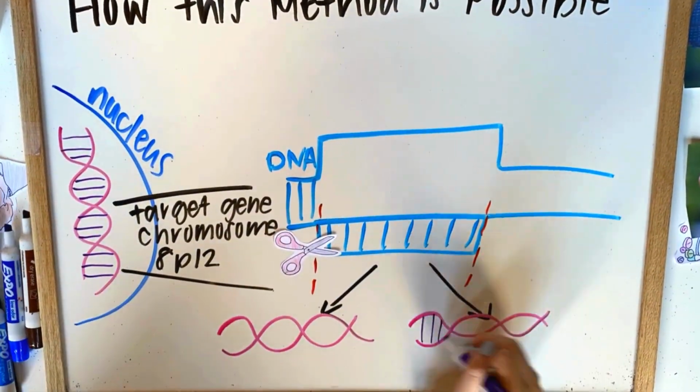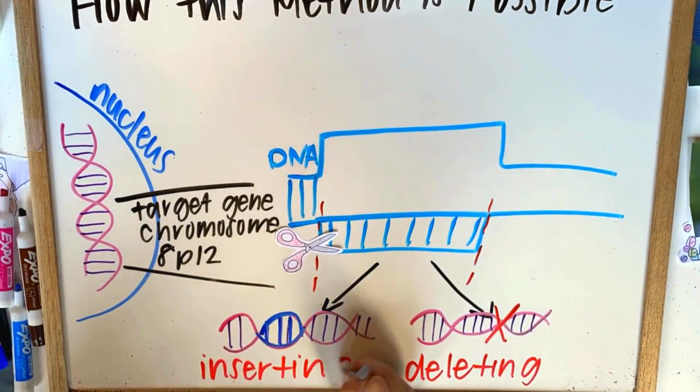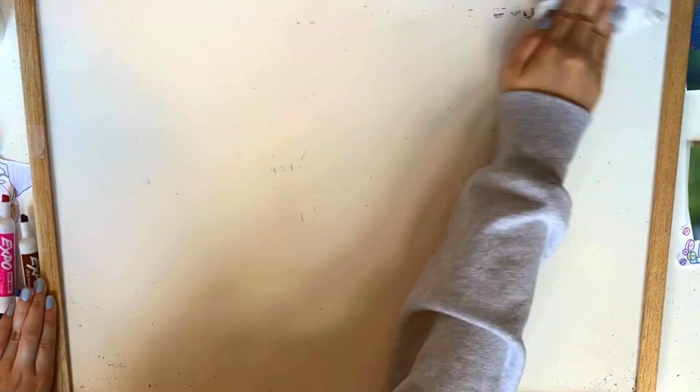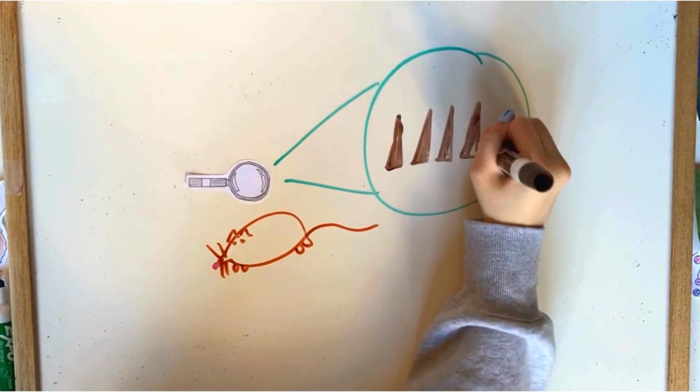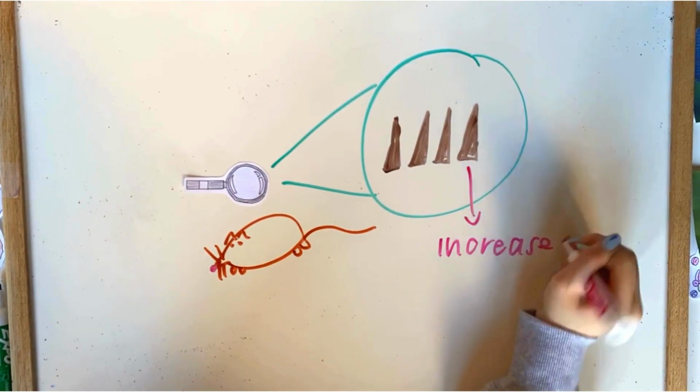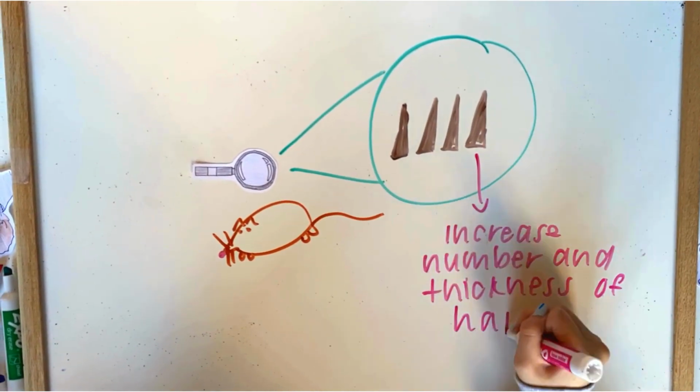There are 2 outcomes once the DNA strand is cut. 1, it can suppress the function of the alopecia gene by deleting it. 2, scientists can also add a new genetic sequence where the incision happened, modifying the original gene. An example of adding a new genetic sequence is the SRD542 gene, which is inspired by the C57BL6 mice gene that can increase the number and thickness of hair follicles.